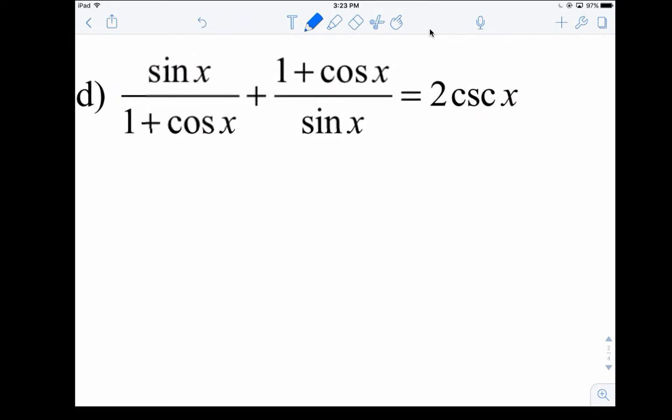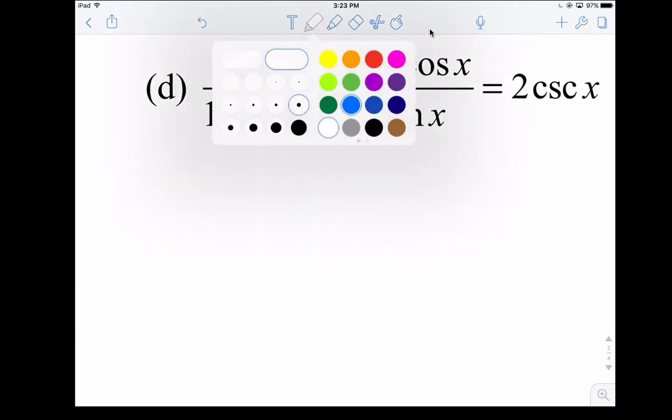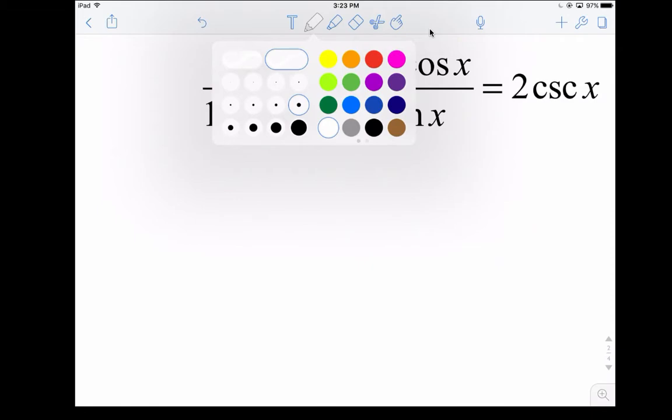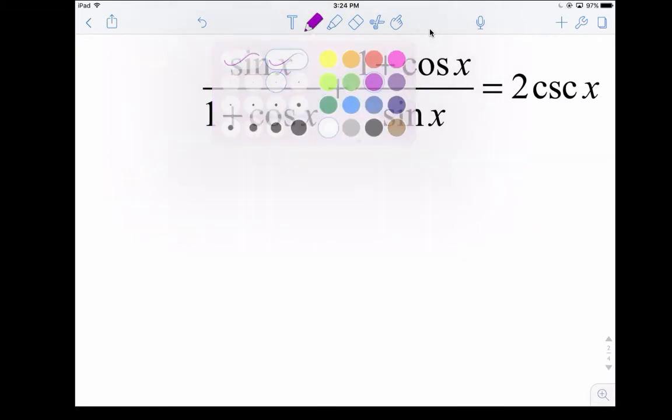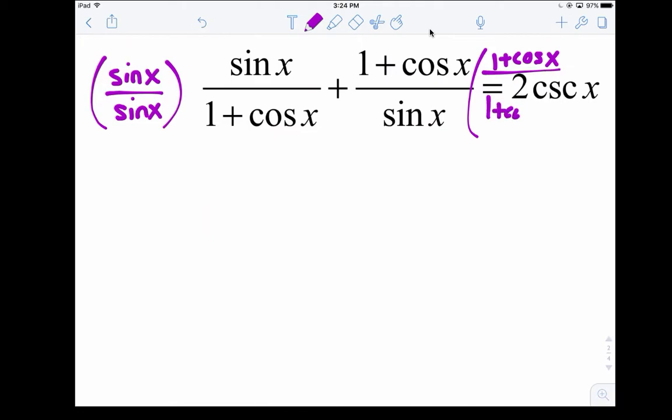Alright, letter D. Again, I want to use the left side because there's more stuff that I can work with. Okay, so what I'm going to do is I'm going to get rid of this here. I want to try and get a common term, right? I have one term on the right, so I'm going to try and do that on the left side as well. So I need to come up with a common denominator again. Okay, so the first term I'm going to multiply by sine over sine. Okay, and then the second term I'm going to multiply by 1 plus cosine divided by 1 plus cosine.